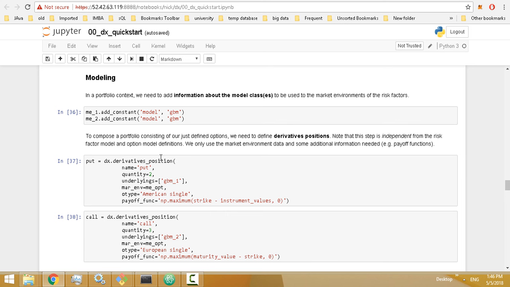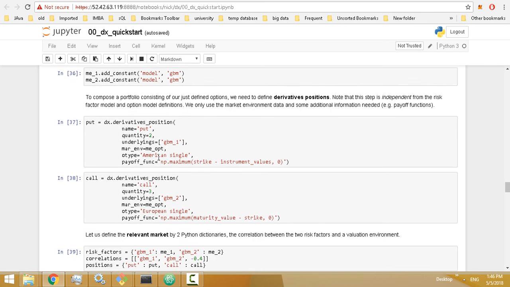To compose a portfolio consisting of just a defined option, we need to define a derivative position. Note that this step is independent from the risk factor model and option model definition. We only use the market environment data and some additional parameters like the payoff function.